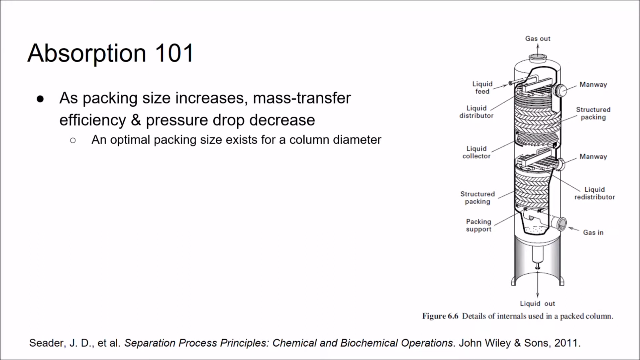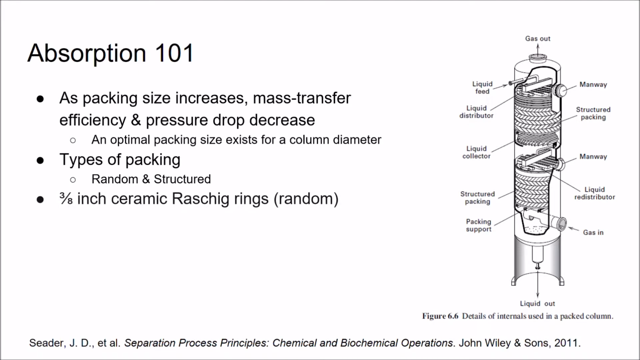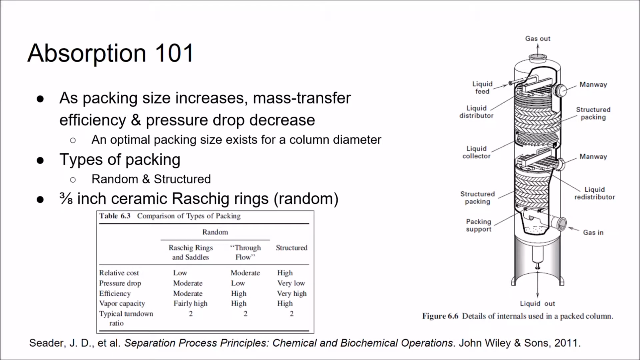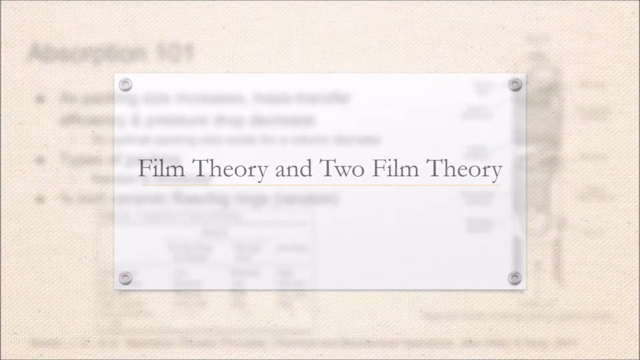As packing size increases, mass transfer efficiency decreases and pressure drop decreases. There exists an optimal packing size that gives a high mass transfer efficiency and a low pressure drop. In a packed column, there are two different kinds of packing: random and structured. In this lab, 3/8" ceramic Raschig rings that are randomly packed are used. Table 6.3 shows a comparison of the different types of packing.